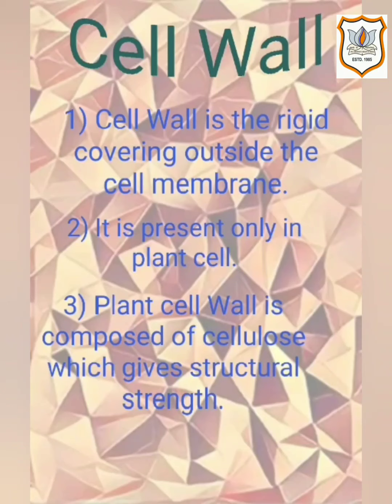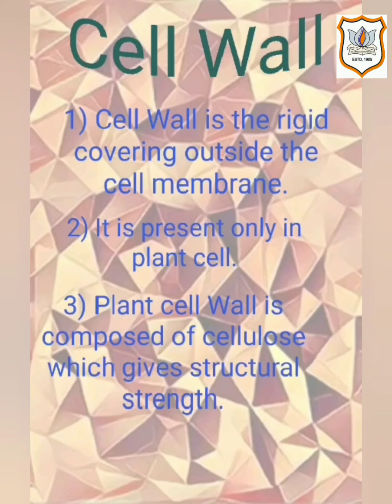Hello students, let us continue chapter 5, the fundamental unit of life. Yesterday we discussed the plasma membrane, diffusion, and osmosis processes. But today we are going to discuss cell wall, nucleus, eukaryotic cell, prokaryotic cell and cytoplasm. So students, let us start with cell wall.